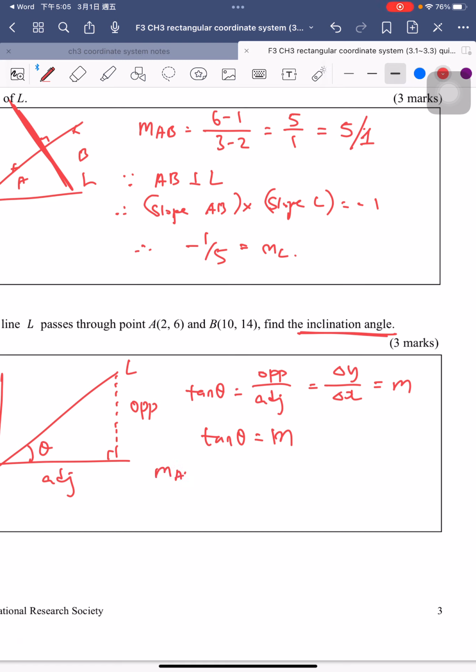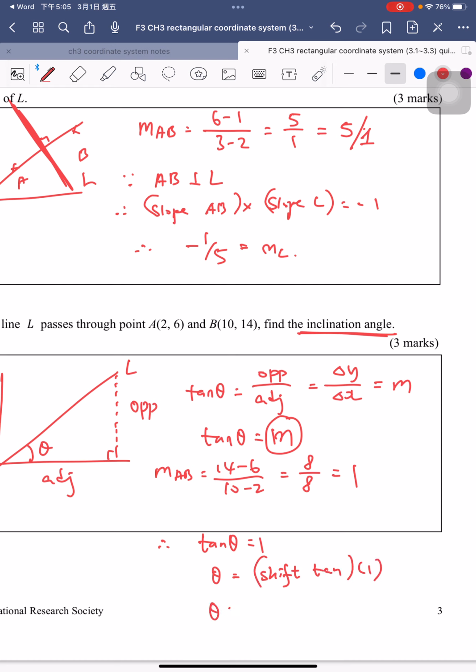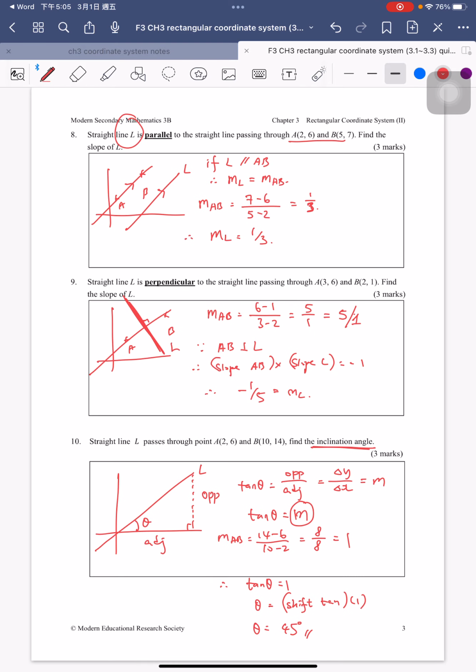So the slope of AB is going to be equal to the change of y divided by the change of x. So we have 14 minus 6 divided by 10 minus 2. This is equal to 8 divided by 8, giving you 1. So we can say m is just equal to 1. So we have tangent theta equal to 1, and theta is going to be equal to, using the calculator, shift tangent of 1. Then it's going to give you 45 degrees. Okay, so that's for question 10.